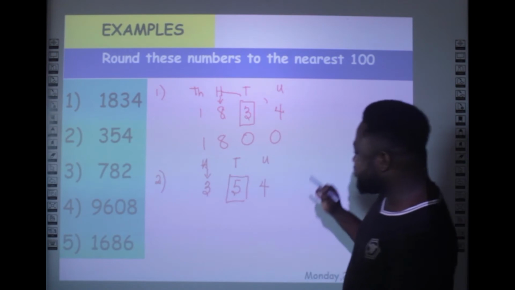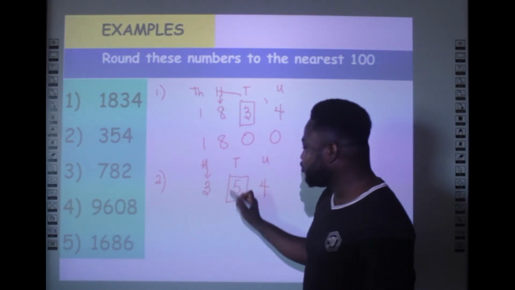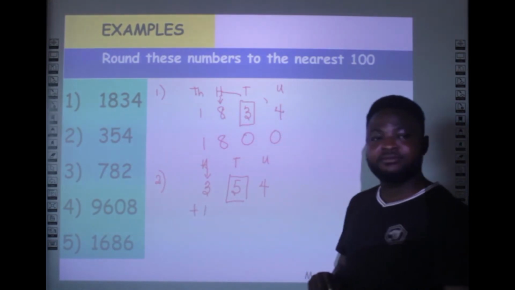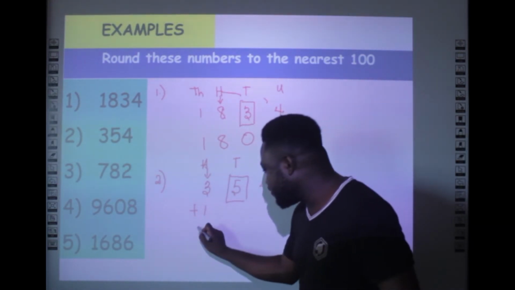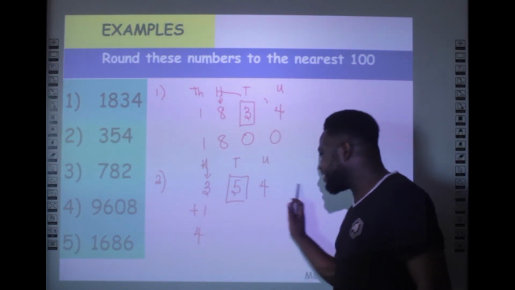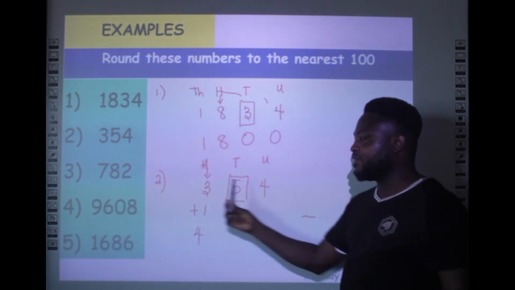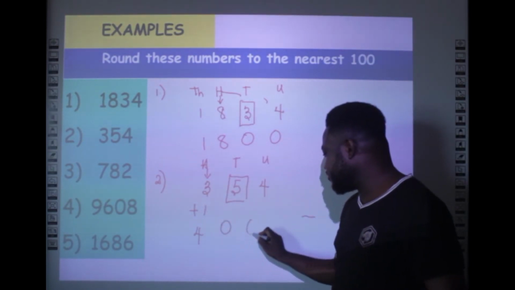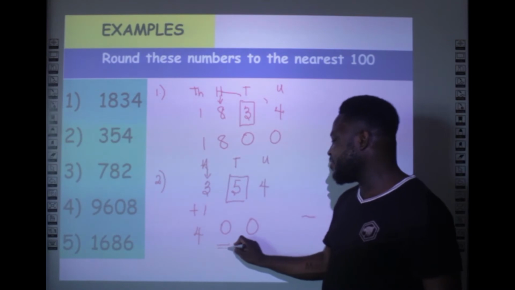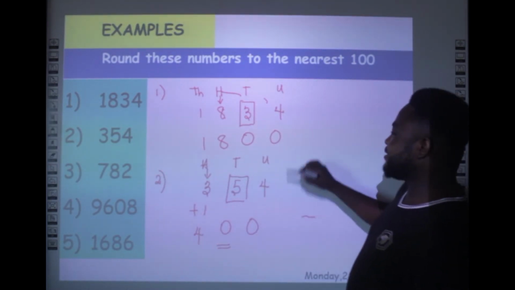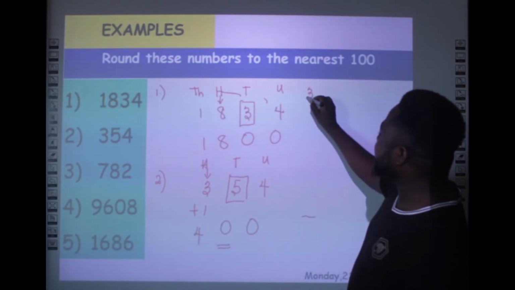Add 1. So that means you are going to add 1 to the target digit. So you are going to add 1 to this. 3 plus 1 will give us 4. Now any other digit to the right of the target digit will all turn to what? 0. So this is going to give us 0, 0. So our final answer here is what? 400.